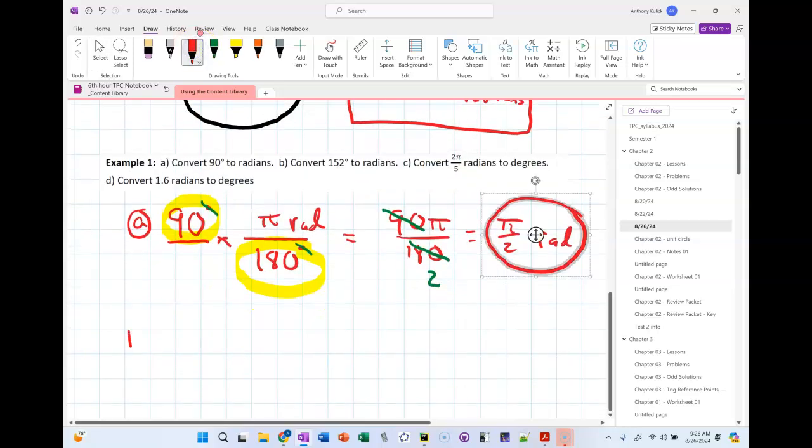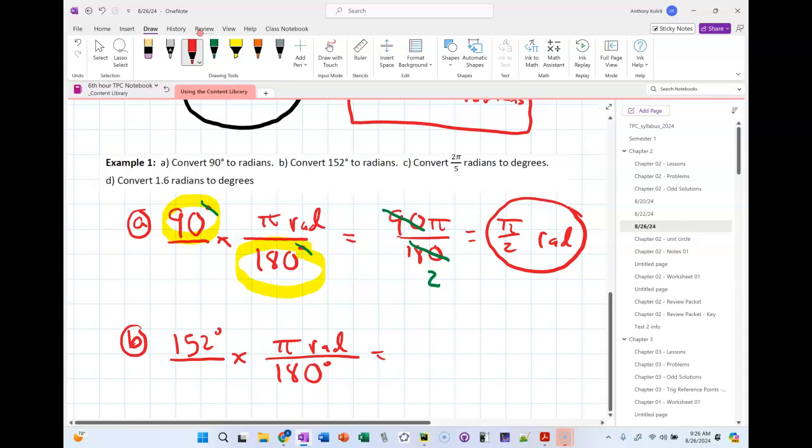All right, let's do the next one. 152 degrees to radians. So I set this up the exact same way, right? Since it's just a degree to radian computation. And I'm left with 152 pi over 180.